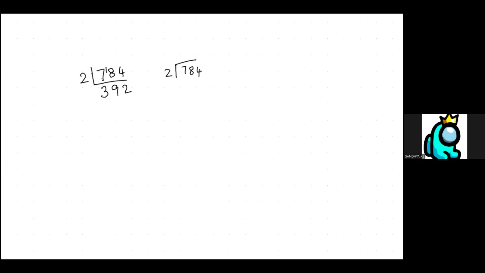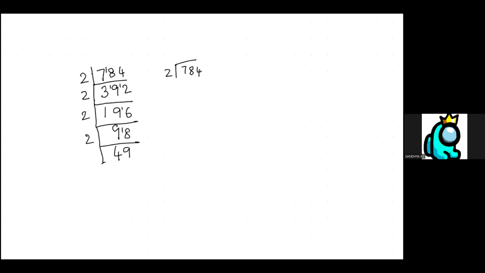Now again it is an even number, so it is divisible by 2. How can we divide? 1 twos are 2, so 3 minus 2 is 1. Again 9 twos are 18. I will get 1 carry. 6 twos are 12. Again 2, because it is an even number, again with 2. 9 twos are 18, 8 twos are 16. Again with 2. 4 twos are 8, 9 twos are 18. Then 49.